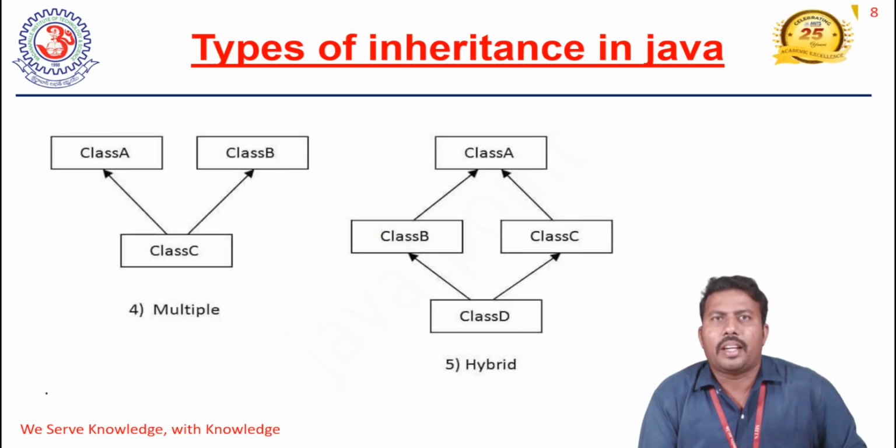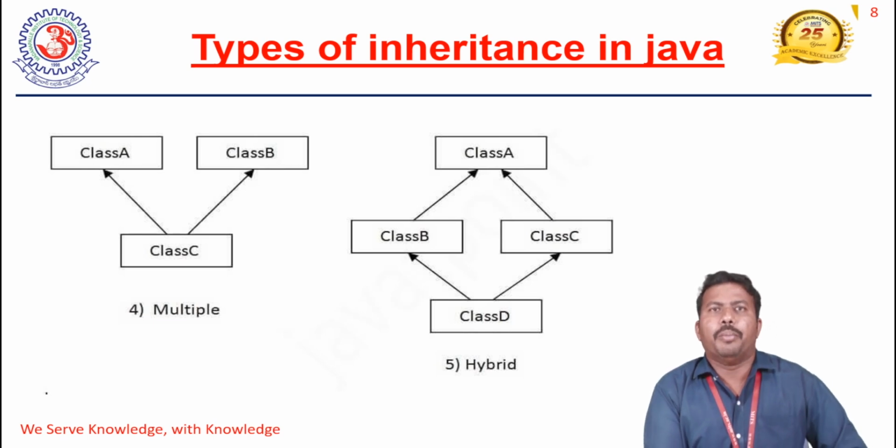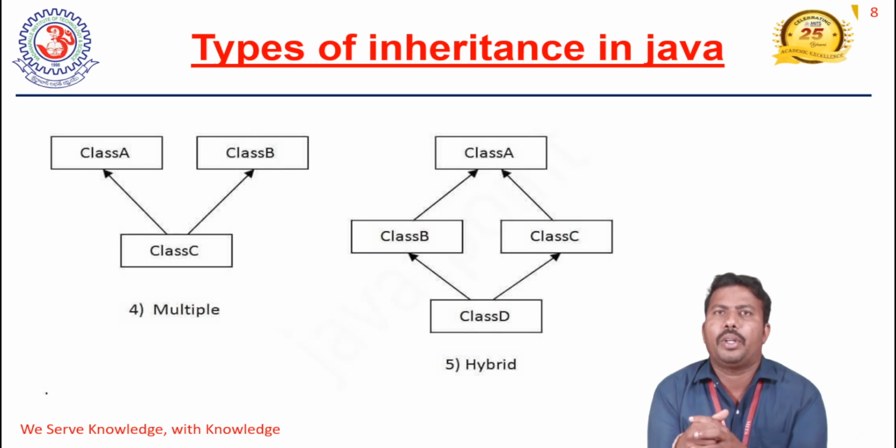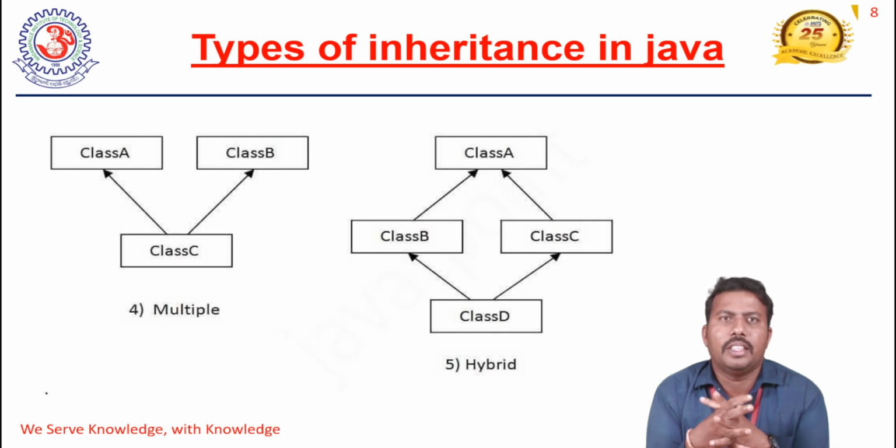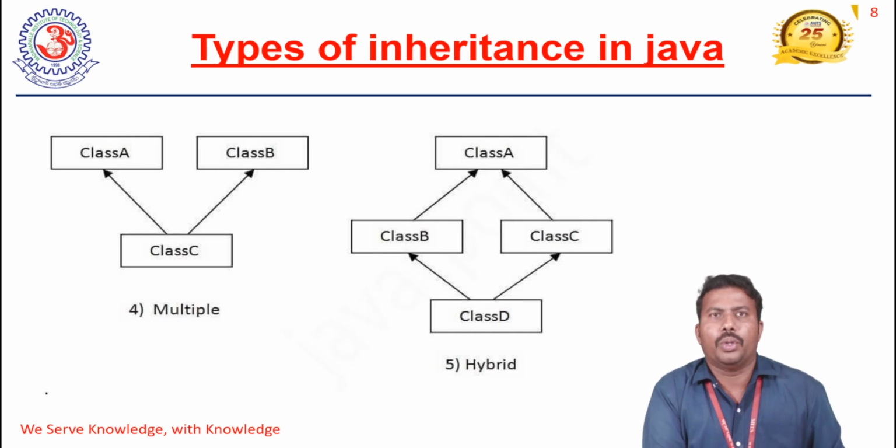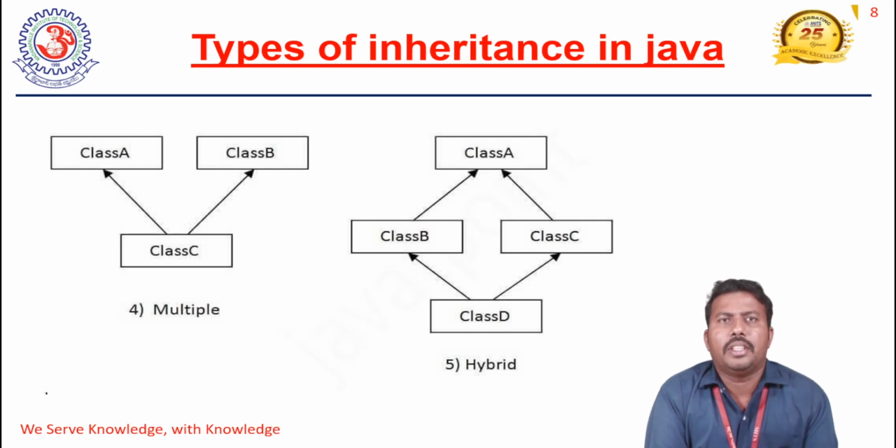Okay, coming back to the types of inheritance in Java, there are many more. There are five types of inheritance in Java: single inheritance, multi-level inheritance, hierarchical inheritance, hybrid inheritance, and multiple inheritance. First we will go with single inheritance. Single inheritance means there should be only one superclass and one subclass.